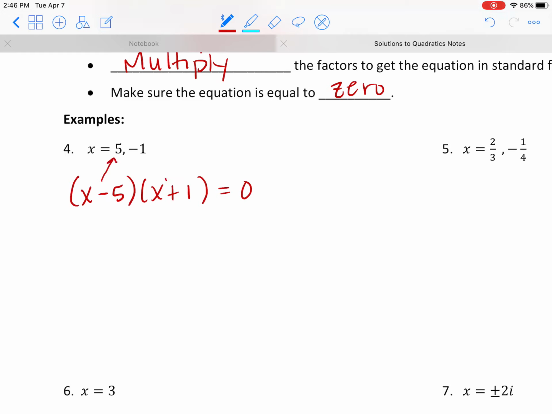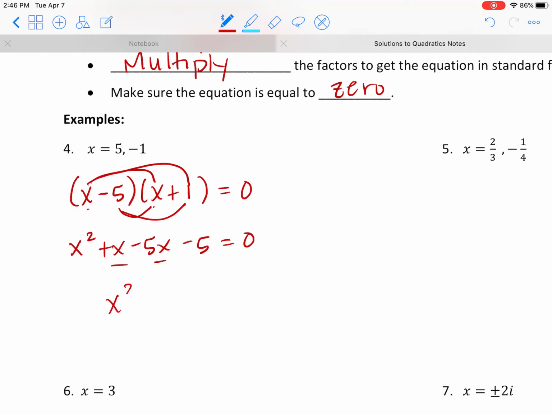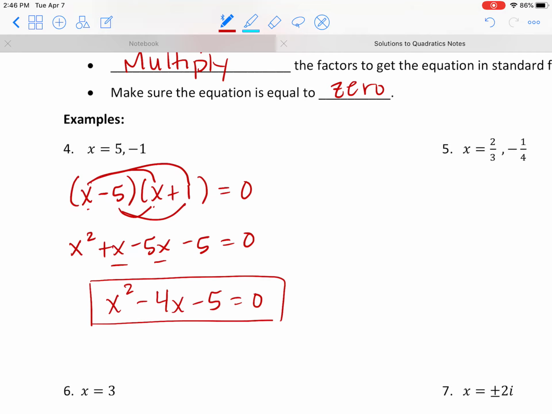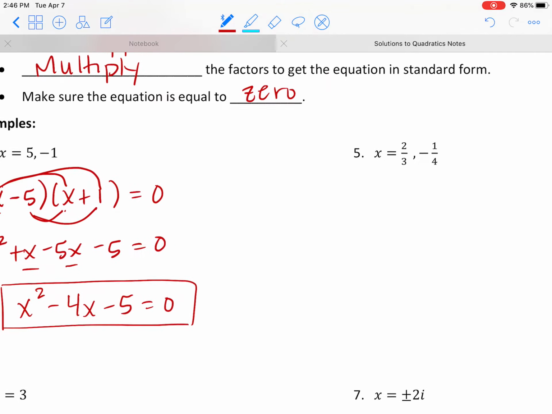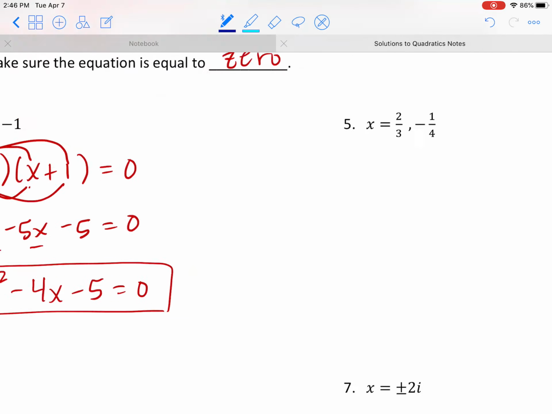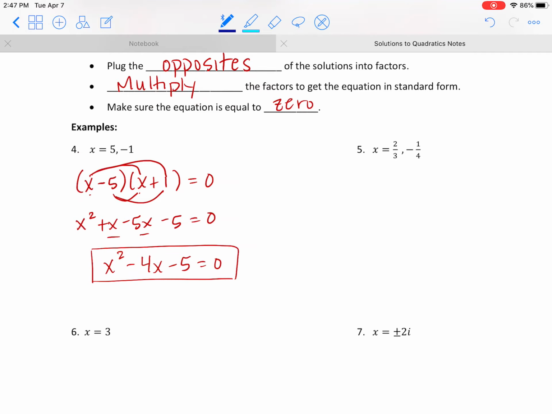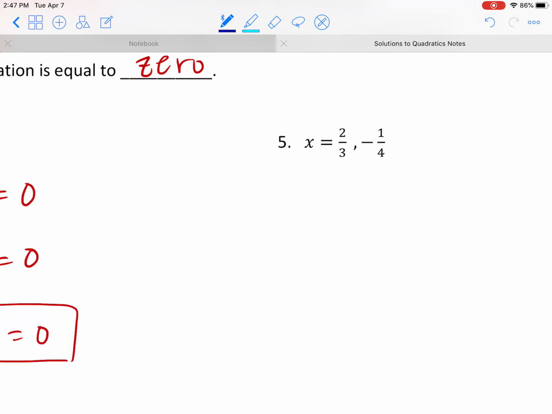So if 5 is a solution to this first equation, it's because x minus 5 was a factor of that equation. And if -1 was a solution, it's because x plus 1 had to be a factor, right? This is how we get a solution of 5. This is how we get a solution of -1. So now that we have our factors, we just multiply. Well, x times x is going to be an x squared. x times 1 is going to be an x. Here we get a -5x. Here we get a -5. Again, equal to 0, otherwise it's not an equation with those solutions. And then we combine our like terms. So x squared minus 4x minus 5 was the equation that produced those solutions.